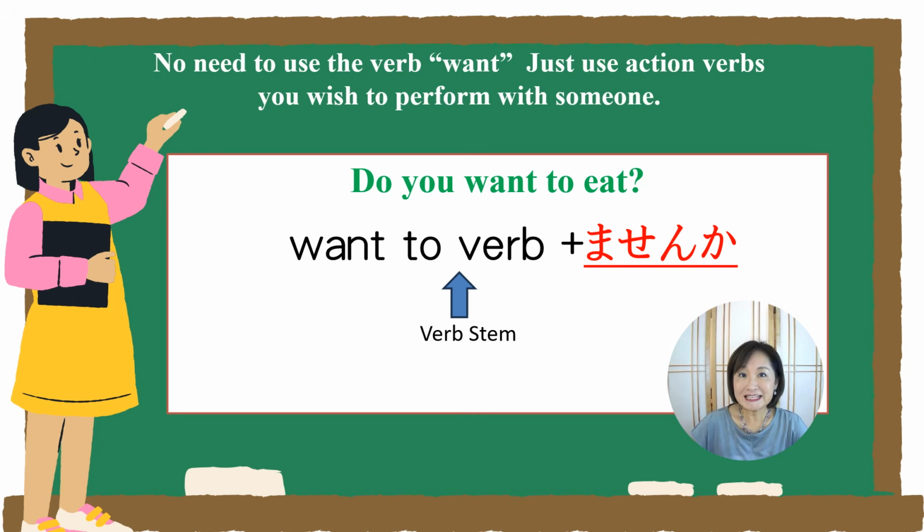You probably have already noticed that in English, you use the verb want to say, do you want to eat pizza? Do you want to drink coffee? Do you want to do this or do you want to do that? But with Japanese, you can simply bring the action verb you wish to do with friends, and you don't need to worry about using the verb want in the sentence.